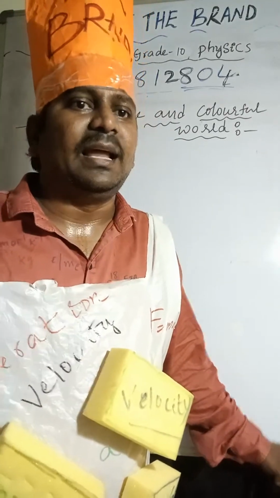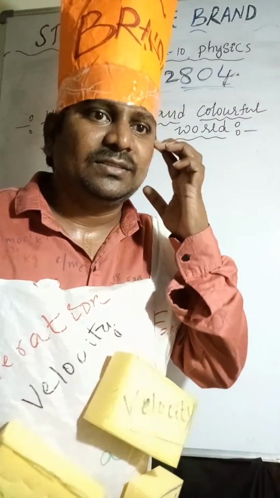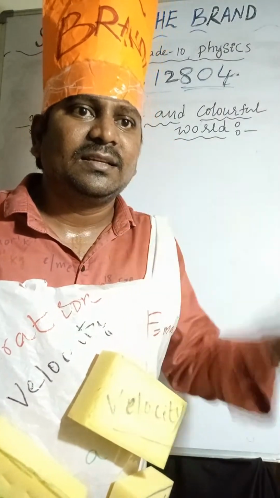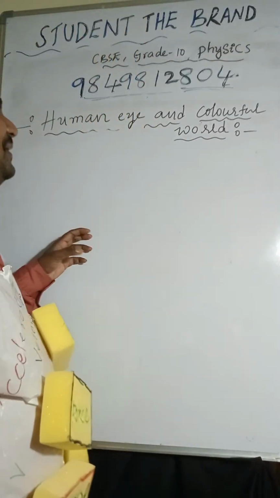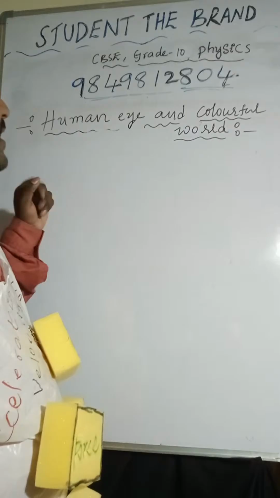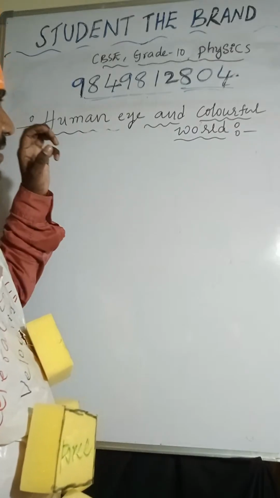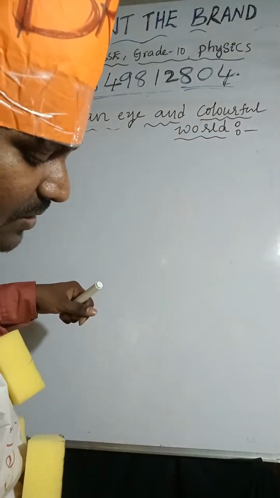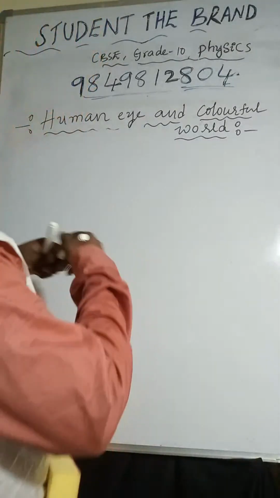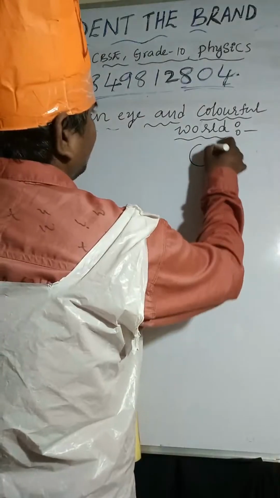So we are discussing now, we will go to one more concept, that is refractive defects, myopia and hypermetropia. Here you can observe, I am checking here, the person is here.